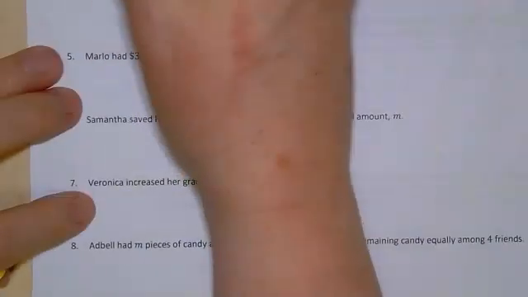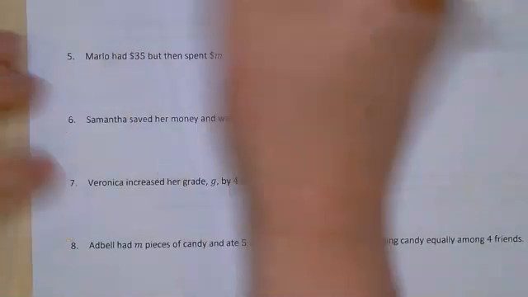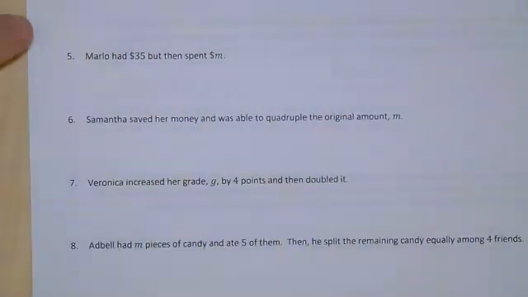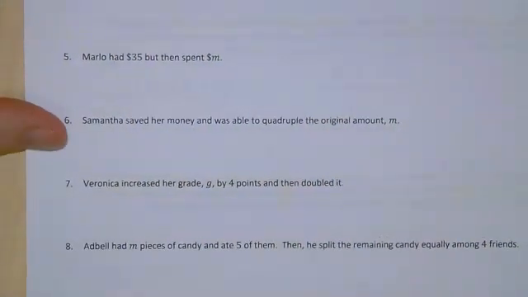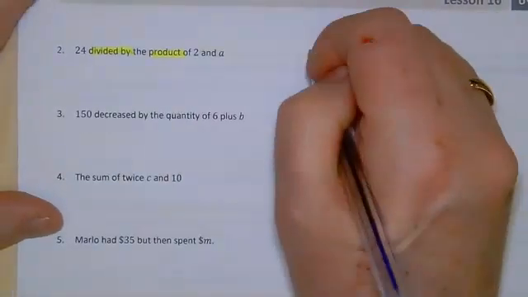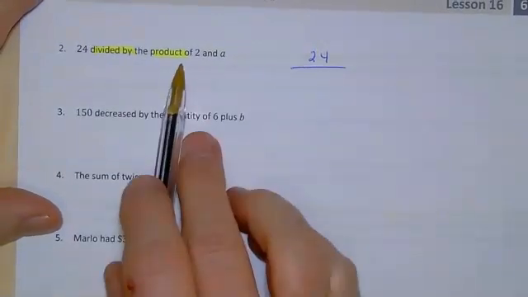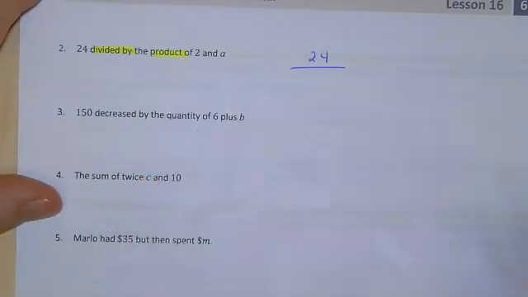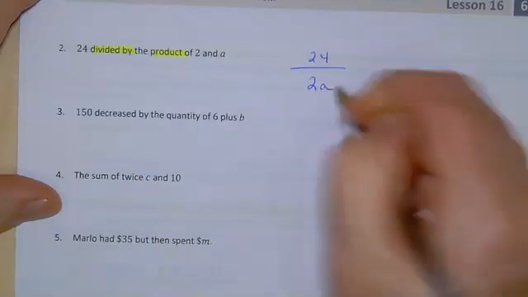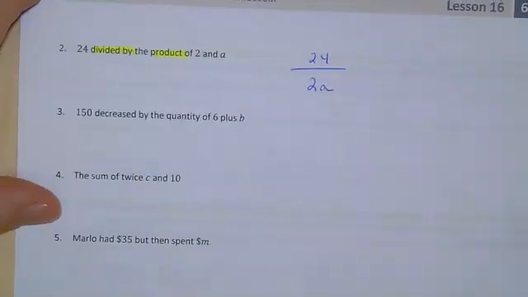24 divided by the product of 2 and A. So I'm going to start with 24 divided by, and how do I write the product of 2 and A? 2 times A under it. 2A. We're not putting times signs in, guys. Right.